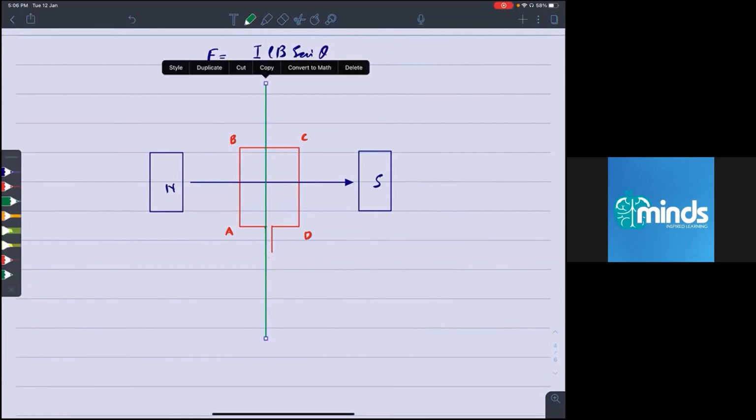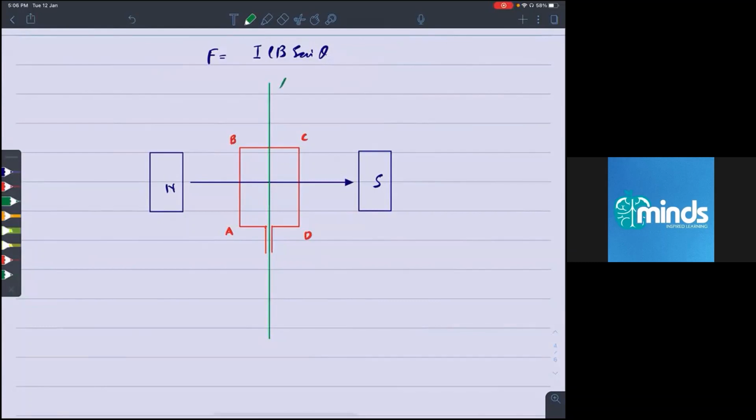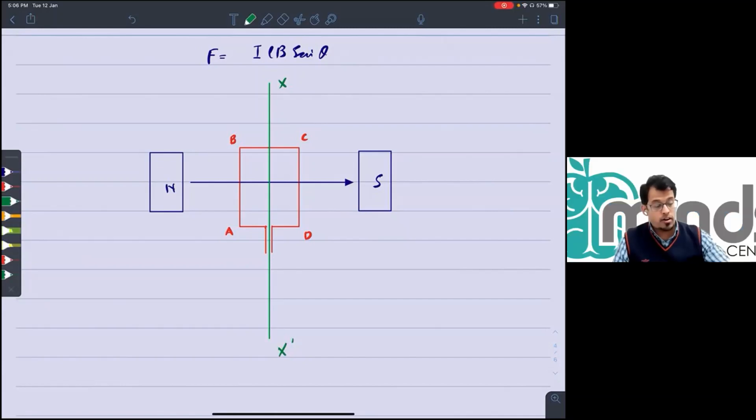Let me draw it first, then I will explain what is the purpose of it. This is known as X axis. This is the axle across which something can rotate. I hope you understand what is the purpose of axle in cars.